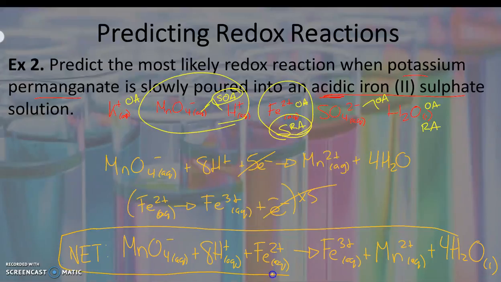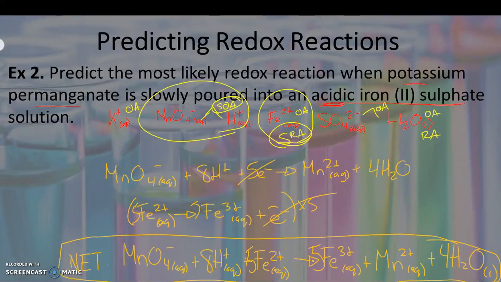Oh, I messed up. Anybody know where I messed up? There's no 5s, right? These should technically all be 5 because I times it by 5. So 5 here and a 5 here. If you're watching the video, try the next question by yourself and do homework number 1.